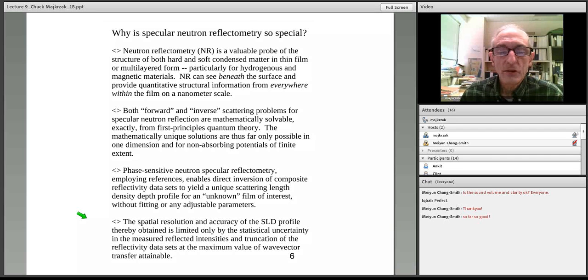Okay, and it turns out that if that is the case, then the spatial resolution and accuracy of the scattering length density profile that you obtain is limited only by the degree to which you collect reflectivity data over the highest wave vector transfer you can go to, and the statistical uncertainty in the data itself.